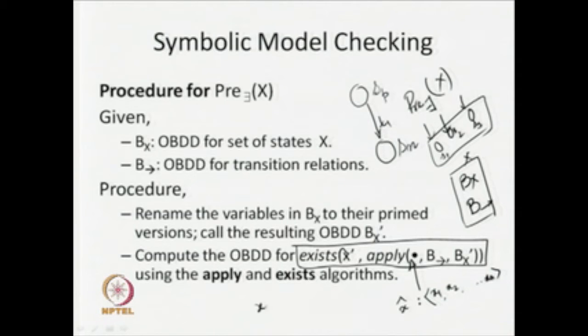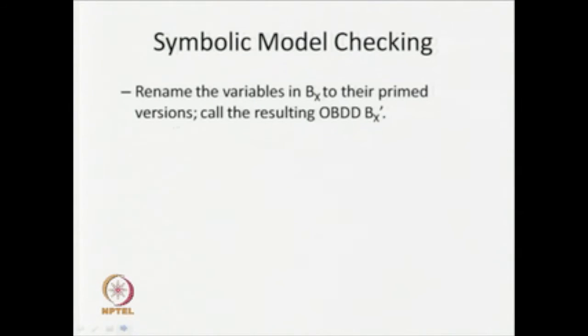Similarly, x prime hat is the vector of the primed versions of the variables, x1 prime, x2 prime, like that up to xn prime. So, these are the two steps that we have to apply: one, renaming of the variables, and second, we use this method. First using the apply algorithm with the dot operator, then we use the exist algorithm. These are the two steps we perform when we compute pre-exist of x.